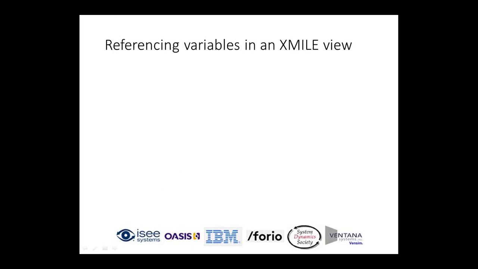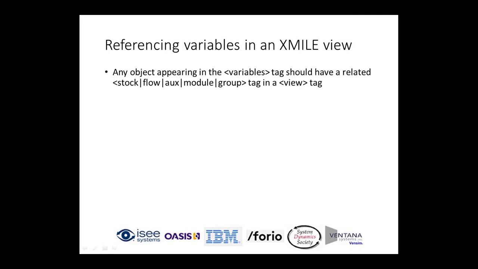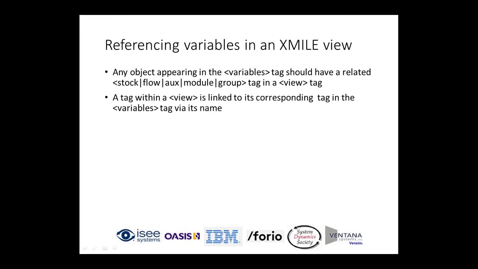So let's now talk about how we reference variables within an XMILE view. We have variables, our equations, and how do we link those two separate portions of the XMILE file? Last week, Will was talking to you all about the variables tag, and within the variables tag, there was the stock tag, the flow tag, the aux tag. How do we link those equation descriptions to the actual visual representation of them?